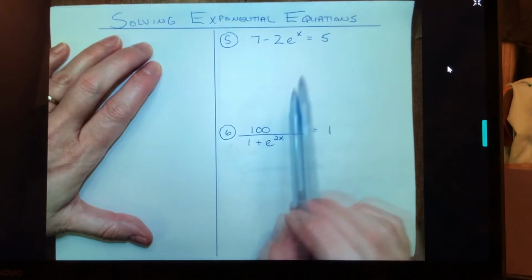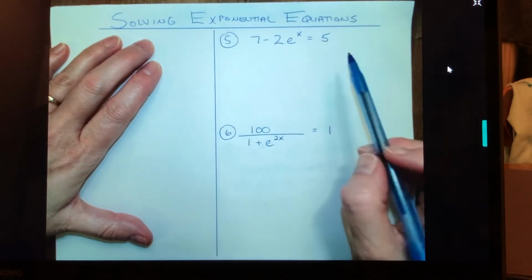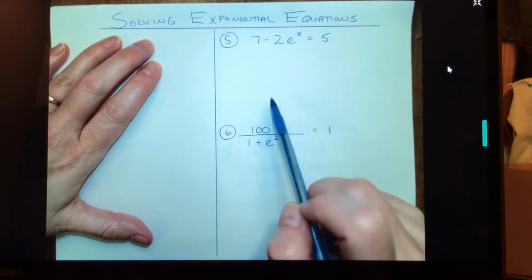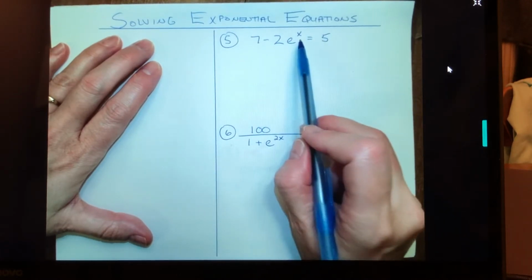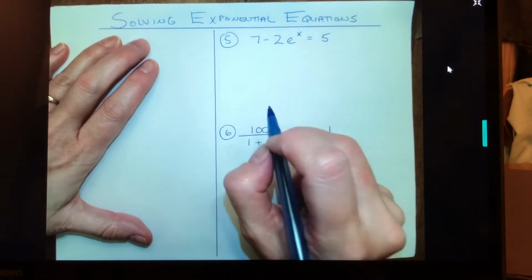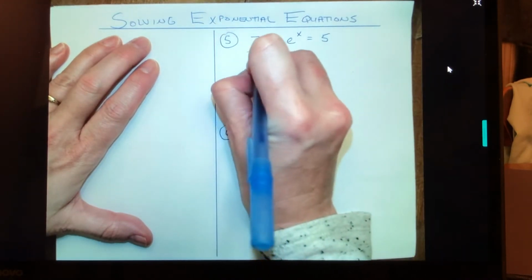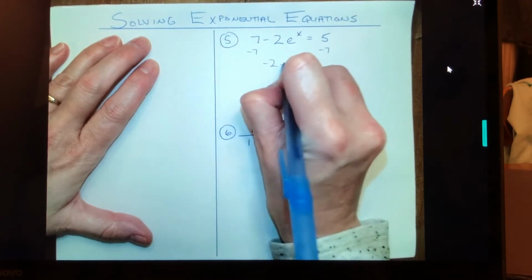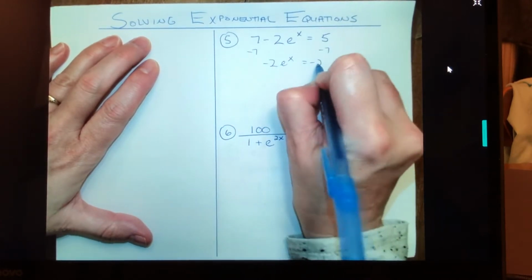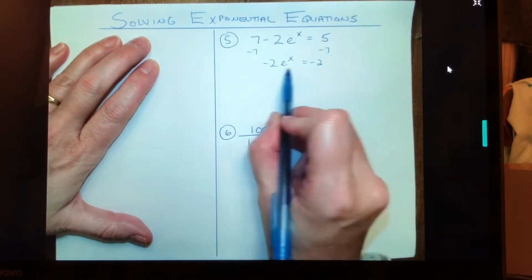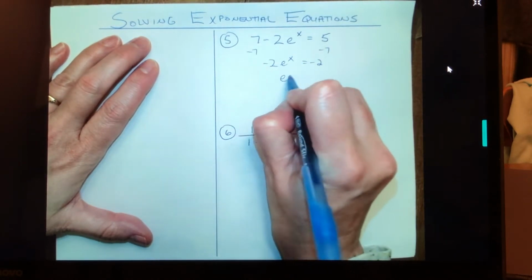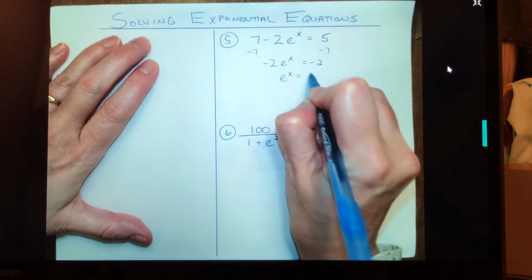So first of all, this first equation, we only see one exponential. I need to isolate the exponential first. So let's isolate the exponential, then we can decide if we think it's one-to-one or not. We're going to do that by subtracting 7 from both sides. I can then rewrite that as negative 2e to the x equals negative 2. And then if I divide both sides by negative 2 to get this exponential by itself, I'm actually going to end up with e to the x equals 1.